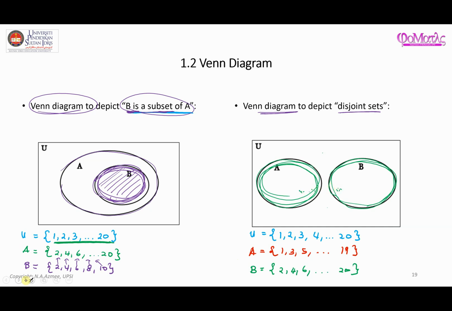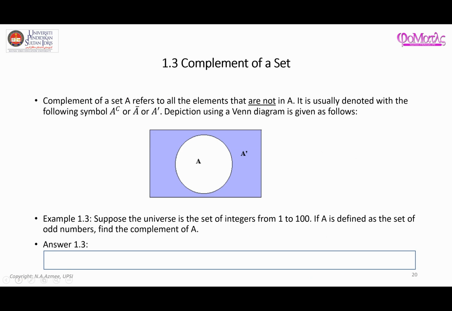Okay. Now let's look at the next idea, which is the complement of a set A. The complement of a set A refers to all the elements that are not in A. So the elements here are not in A, and it is usually denoted with this symbol. So this is the complement of set A. We have C at the top part here. Sometimes we use A bar to denote the complement of a set, or sometimes A prime.